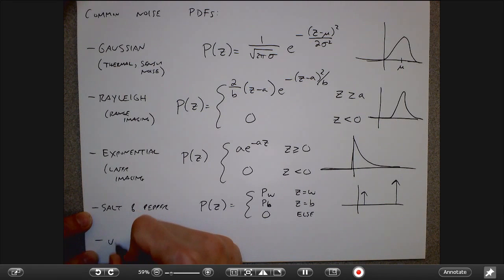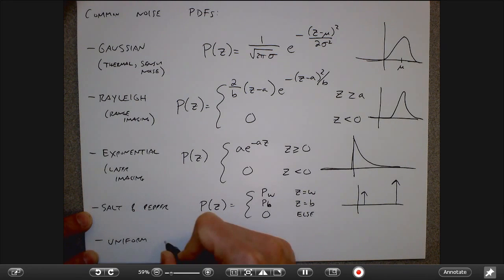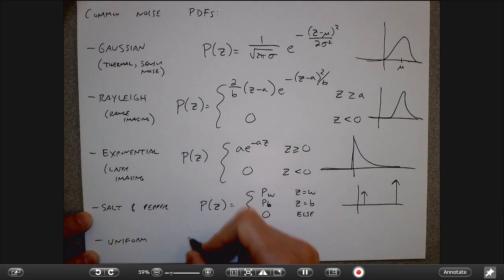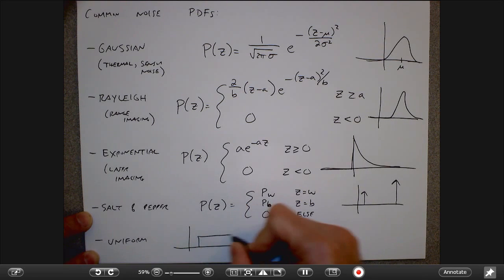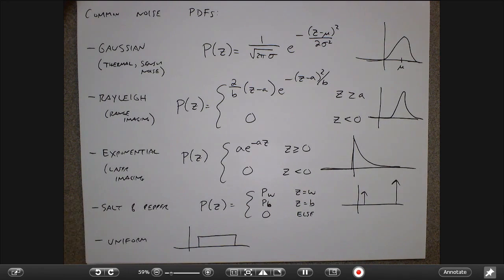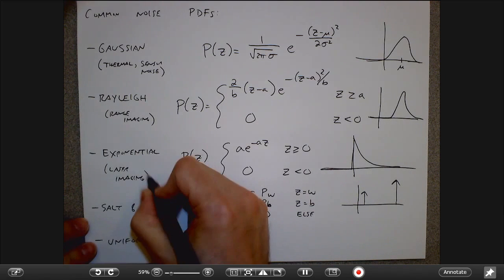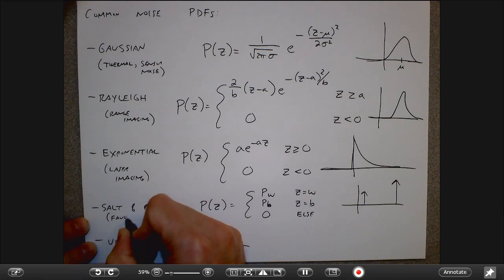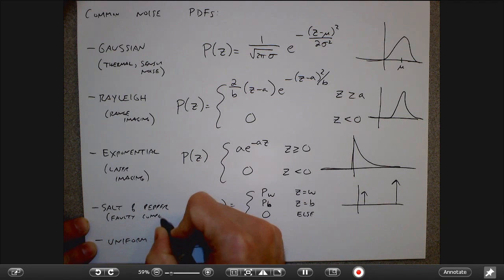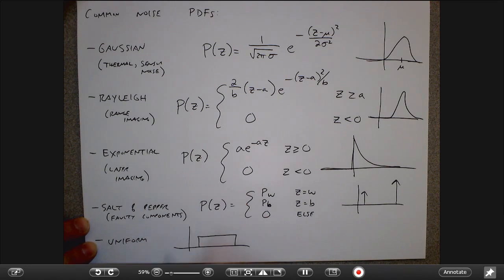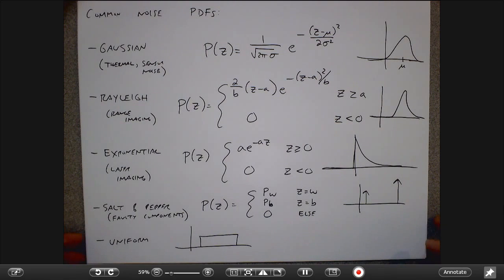And then you might have, we talked about the uniform distribution. The uniform distribution, I'm running out of space here, so I'm just going to draw it like this, right? That doesn't really happen that much in practice, so we're not going to talk about that much. Salt and pepper noise often occurs with faulty components. You may see some bad circuit that may freak you out.